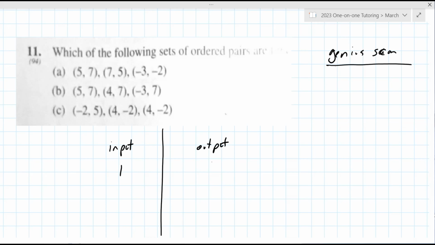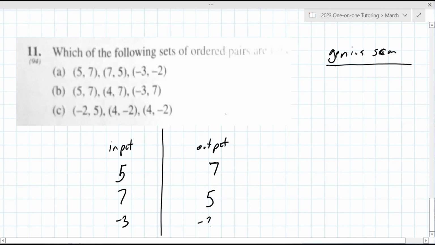Okay, so functions have inputs and outputs. Let's just say, and I'll use that first data point, 5 goes to 7, 7 goes to 5, and -3 goes to -2. The first thing you're looking for is, are there any duplicates in the input? No. So this is a function. That's your first check: duplicates in the input. That doesn't necessarily mean that it is not a function, but that's the first thing you look for.